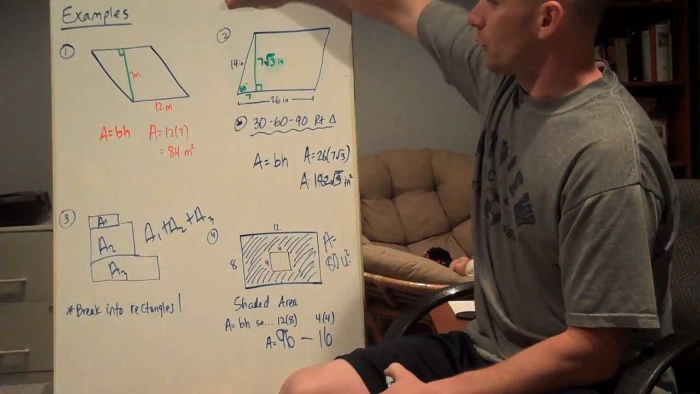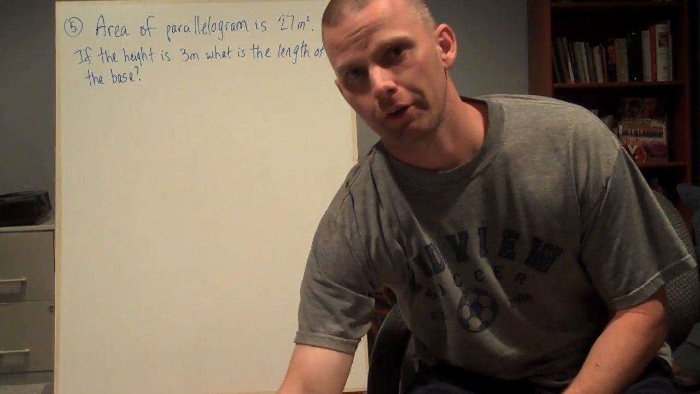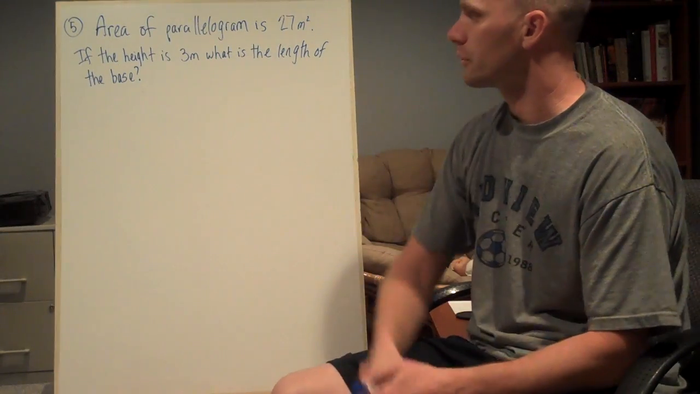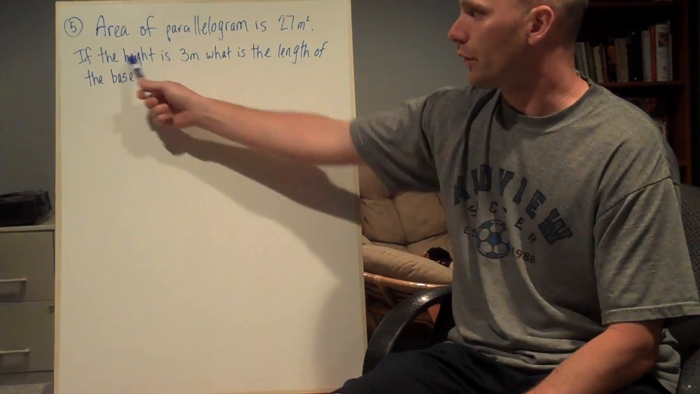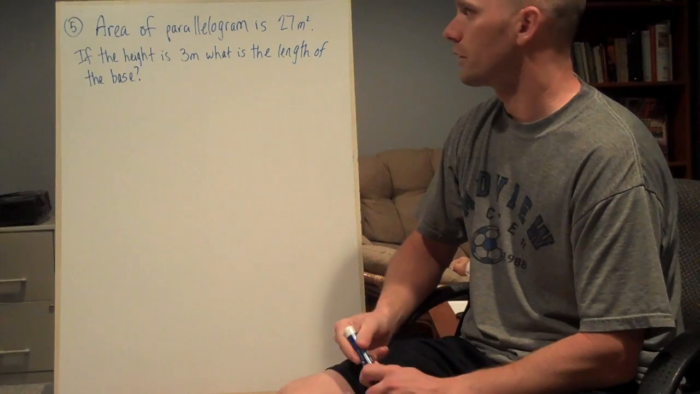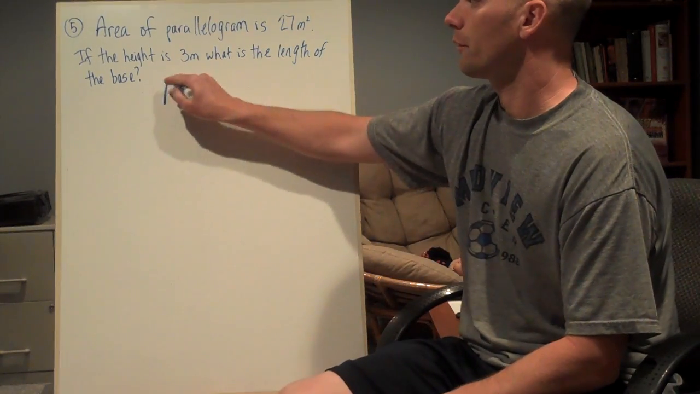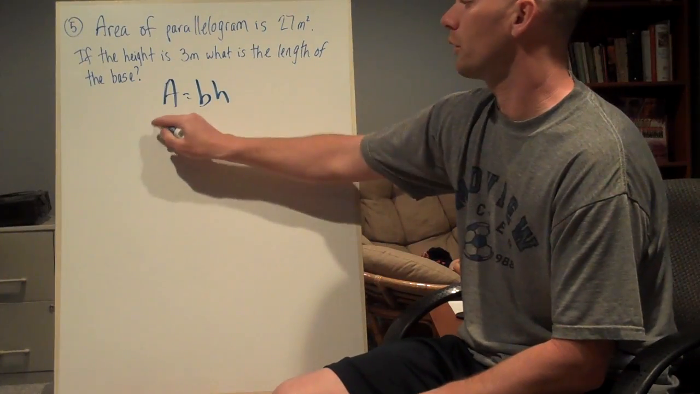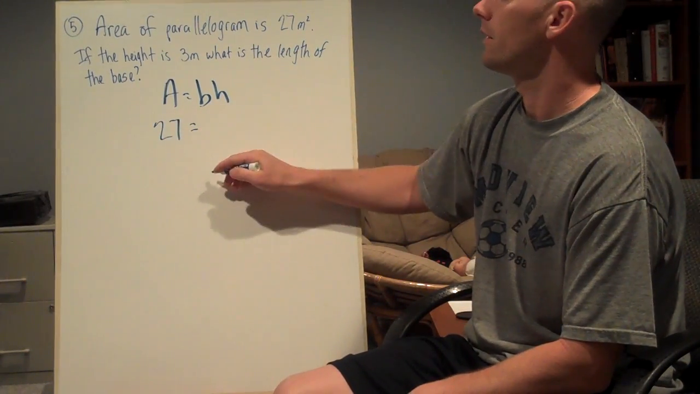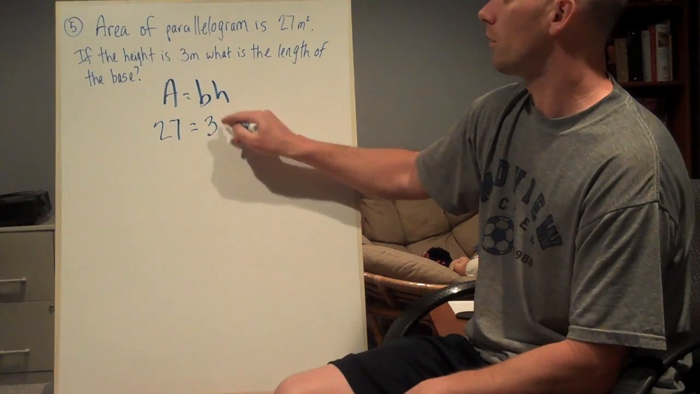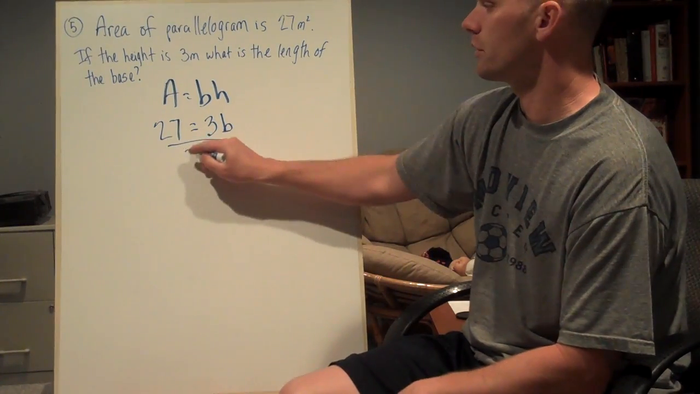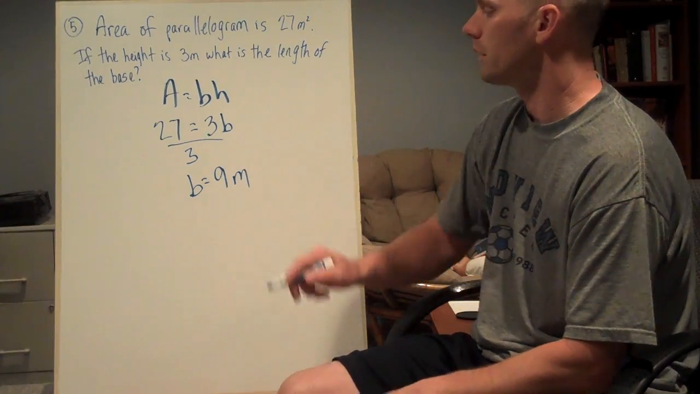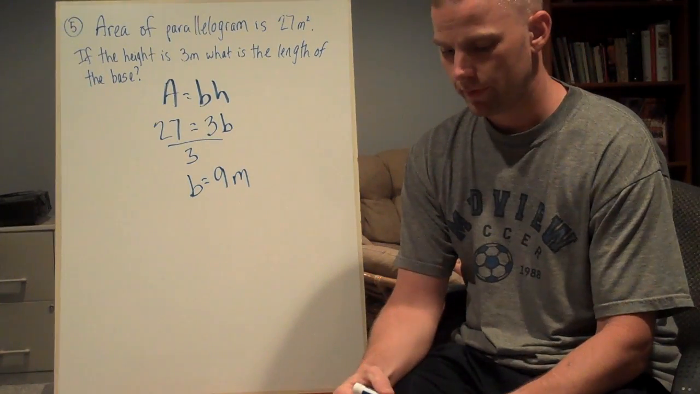One last example you have to worry about is taking the formula for area and working backwards. If the area of a parallelogram is 27 square meters, and we know the height is 3 meters, what's the length of the base? Again, we know the formula for area, base times height. Here I know my area is 27 square meters. I know my height is 3. What I'm looking for is the base, simple division. I know that my base is going to be 9 meters long. So that should help you out.